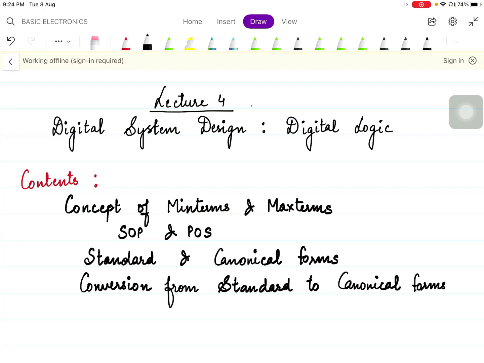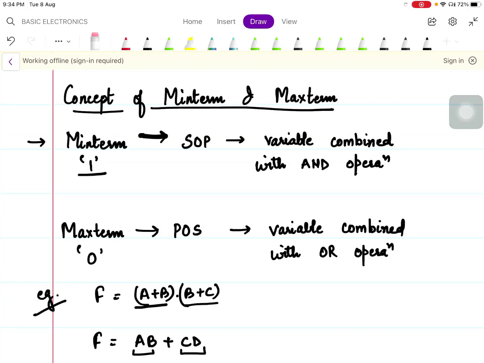We were learning module 1, that is digital logic, and the contents of today's lecture will be: we will understand the concept of minterms and maxterms. Then we will understand what is sum of product and product of sum forms, standard and canonical forms, and how to convert the standard into the canonical forms. So let's begin. Let us begin from the concept of minterms and maxterms.